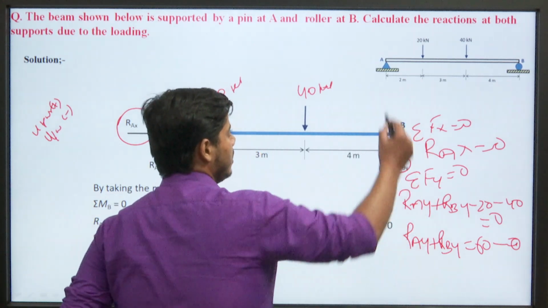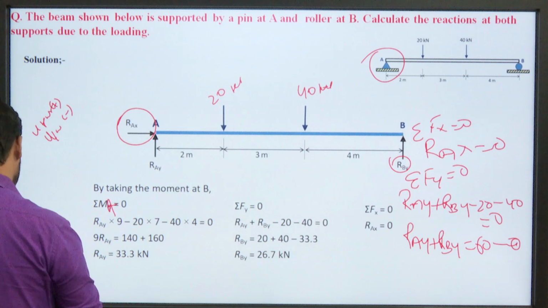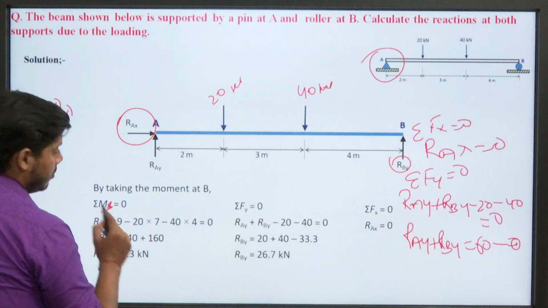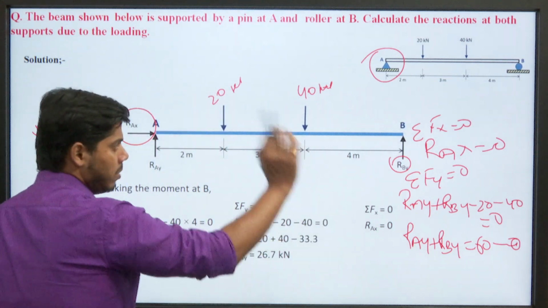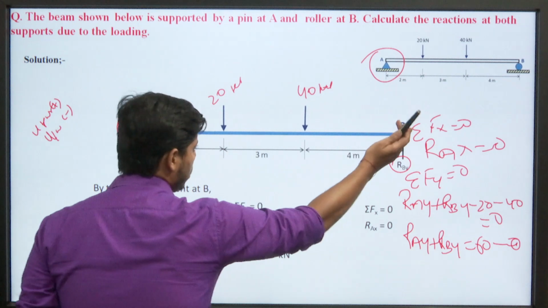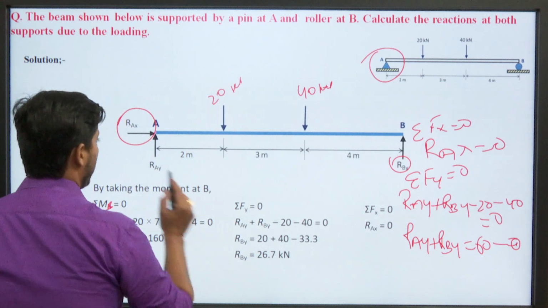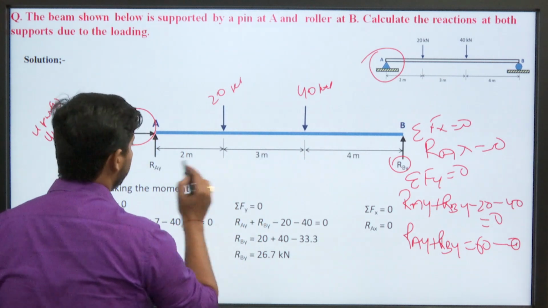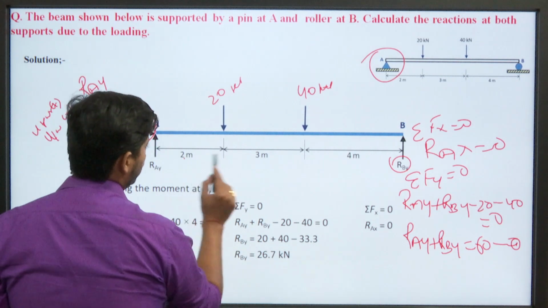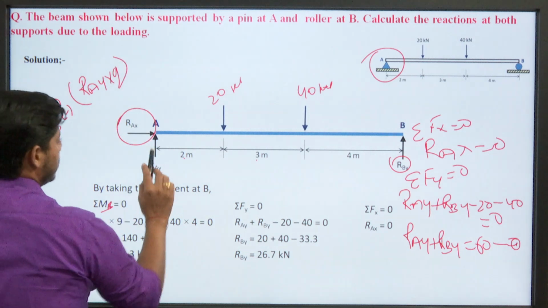So, we can take the summation of moment at A equal to 0, or let us take the summation of moment at B equal to 0. We are taking the summation of moment at B equal to 0. How can we write the moment equation? We take all the forces which can cause moment at B. The first force is RAY, upward positive, RAY into 9, and this is plus because the upward force is positive.